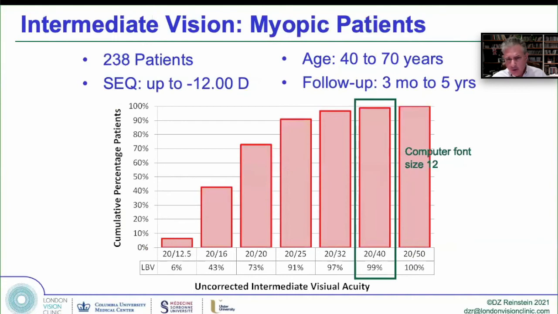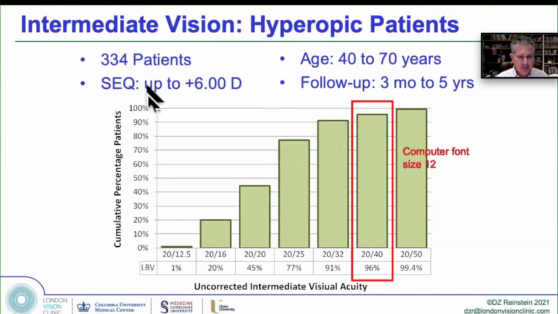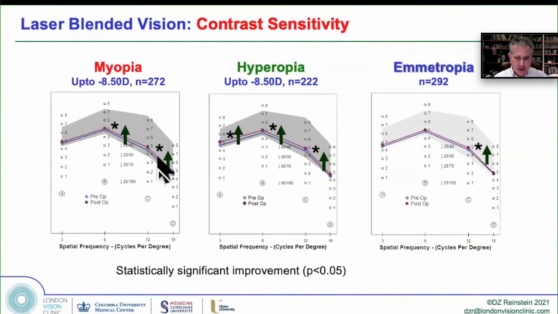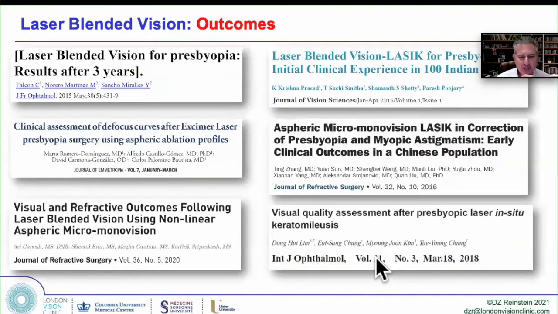The intermediate vision, which is the problem with monovision, here is 238 patients for myopia up to -12. See that practically 100% of the patients have font size 12 vision at intermediate, and the same with hyperopia up to +6 and over 300 patients here. There is no loss of two lines because it's LASIK and because we've modulated the spherical aberration so that there's no loss of contrast. In fact, there's a slight increase in contrast in these patients because they're not looking through spectacles while we're doing the contrast test anymore. And it's not just London Vision Clinic and Dan Reinstein who's producing these outcomes.